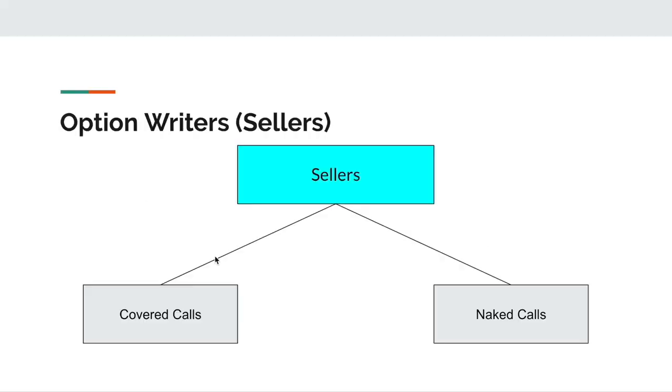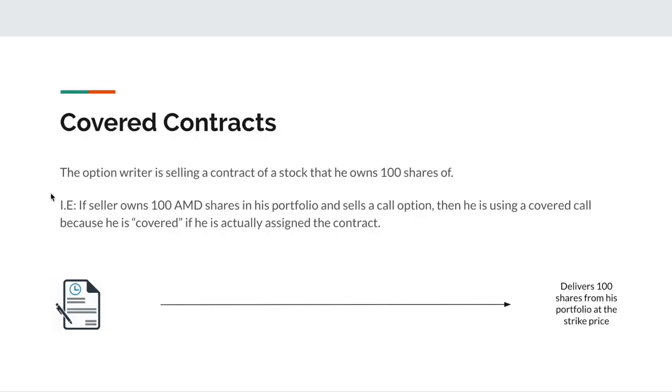Which leads us to our next point, which is explaining the difference between covered calls and naked calls. Covered contracts are contracts in which the seller already owns 100 shares of the specific stock in which the option is being traded upon. So if you're a seller and you already own 100 shares of AMD, and then you get assigned a contract, then you can already deliver your 100 pre-owned shares to the buyer, no problem. So you're covered. So this is pretty much insured contracts. You're covered to fulfill in case you get assigned.